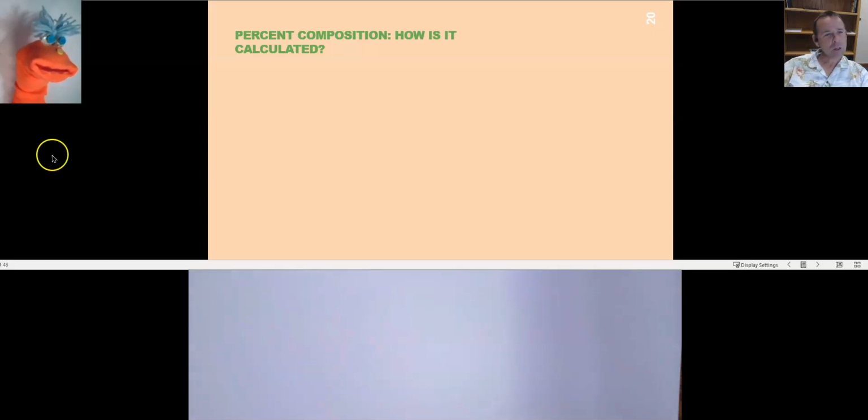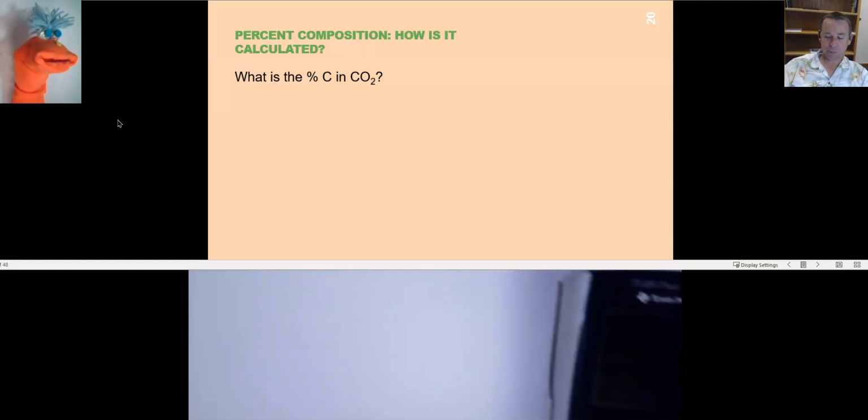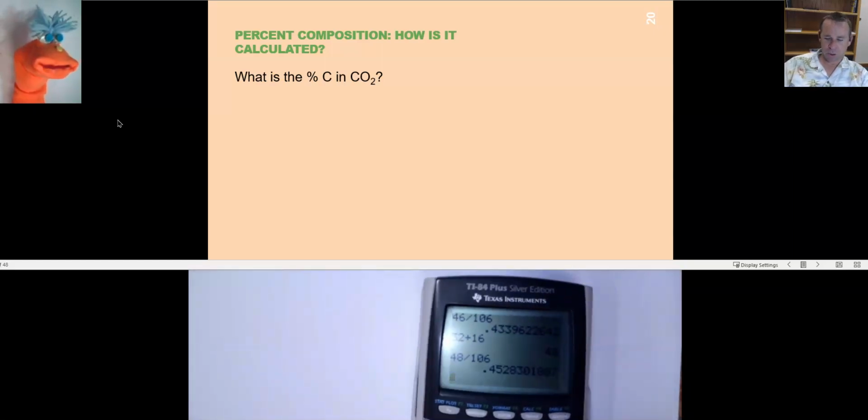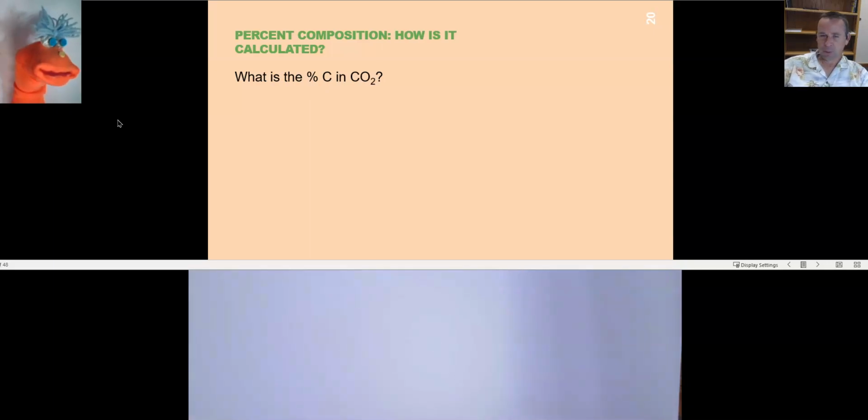Okay, so percent composition. What is the percent carbon in carbon dioxide, Fred? We take the molar mass of carbon dioxide. I can't remember, what is that? Molar mass of carbon dioxide? Yeah. So let's see, there's two oxygens, that's 16, right? And then one carbon. Okay, so 44. So we take 44, and 12 divided by 44 should be the percent, times 100.